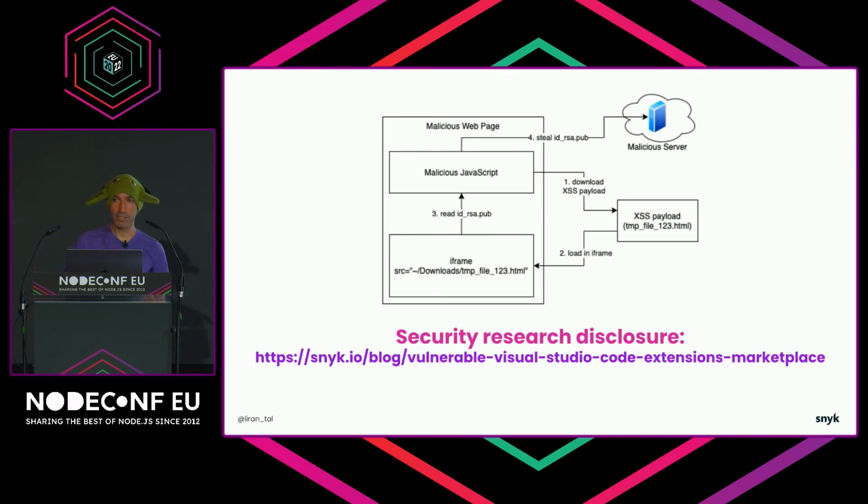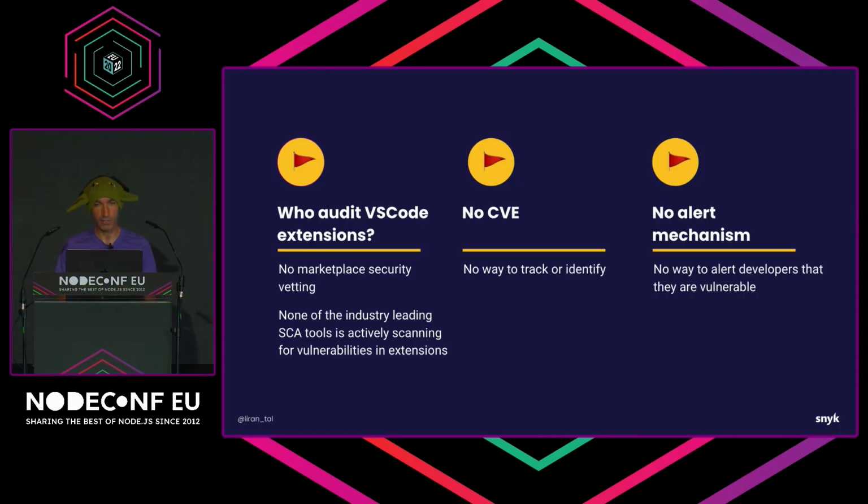The thing is, this vulnerability is something that all of us here are a bit worried about, right? Why is it? It's because this is happening in VS Code. Essentially, there's no one auditing VS Code marketplace extensions. What happens if they have more severe vulnerabilities, or potential malicious packages in there? There's no CVE for it, and these two red flags combined address the third flag, which is the fact that there's no alert mechanism.